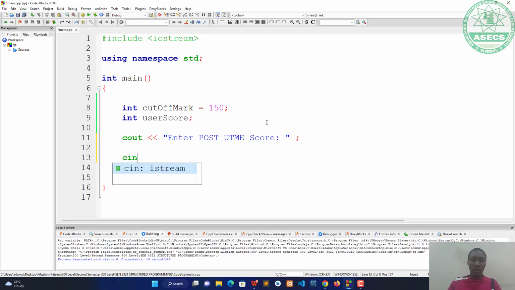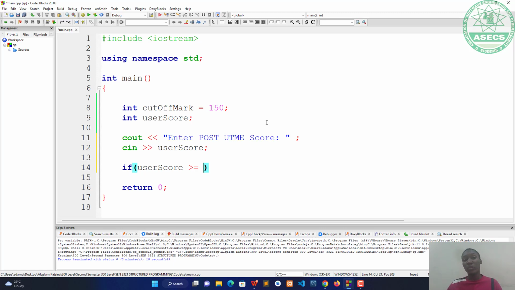Okay. Over here, I'll say cin user score. Over here, I will check if the user score is greater than or equals to cutoff mark, then we will give admission.